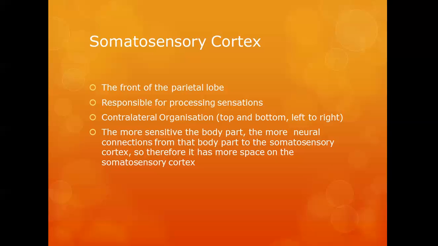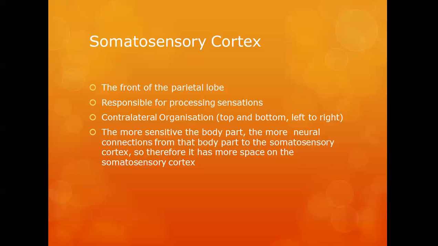The other thing is, of course, they're contralaterally organised as well, the same as the motor cortex. So the left somatosensory cortex receives information from the right side of the body, whereas the right somatosensory cortex receives information from the left side of the body. The top receives information from the bottom of the body, and the bottom of the cortex receives information from the top of the body.